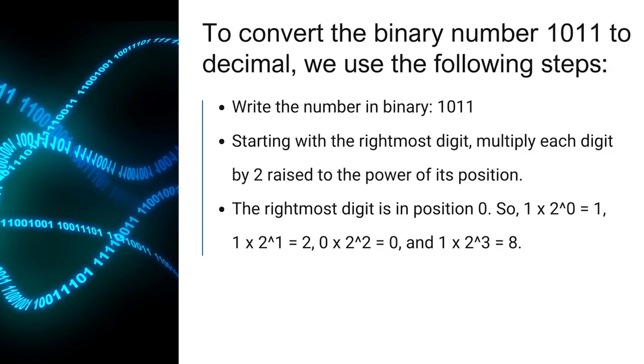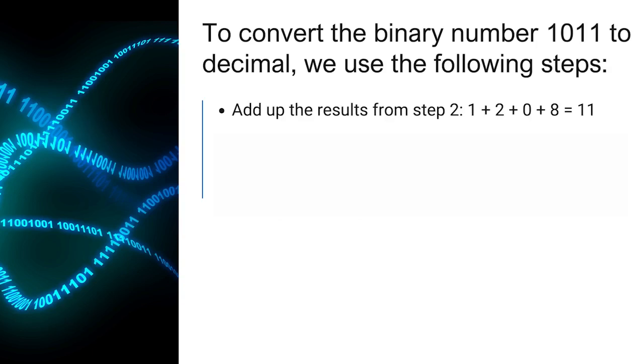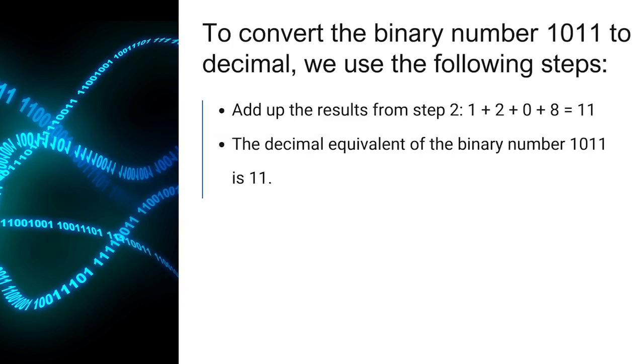1 times 2 raised to the power of 1 equals 2. 0 times 2 raised to the power of 2 equals 0. And 1 times 2 raised to the power of 3 equals 8. Step 3. Add up the results from step 2. 1 plus 2 plus 0 plus 8 equals 11. The decimal equivalent of the binary number 1011 is 11.